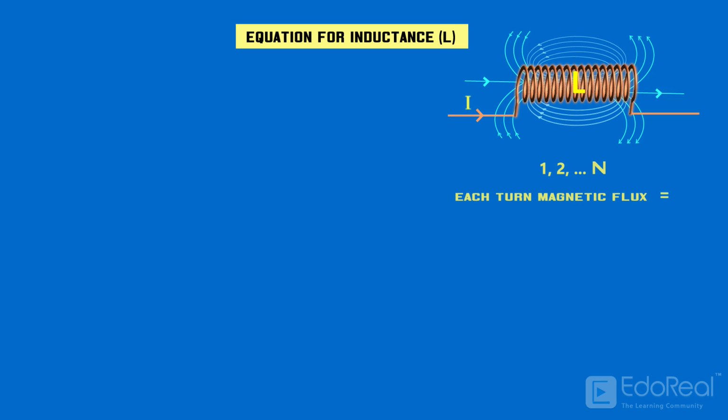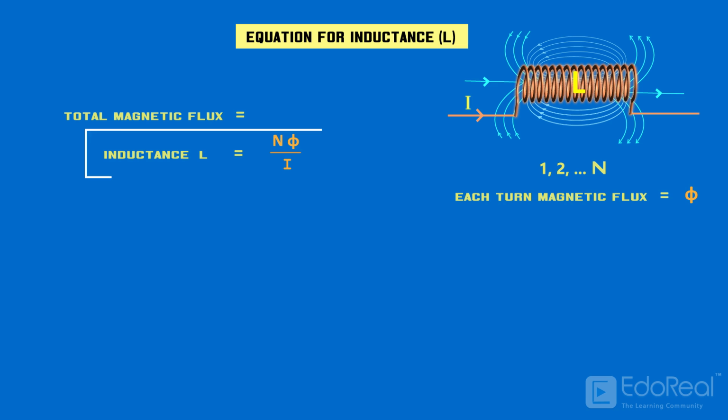Each turn of an inductor will have a magnetic flux, phi. So, the total flux linked with the inductor is the product of number of turns and magnetic flux. So, the inductance can be written as, let this be equation 1. The magnetic flux, phi, is defined as the product of flux density, B, and the area, A, through which flux passes. Let the equation be 2.